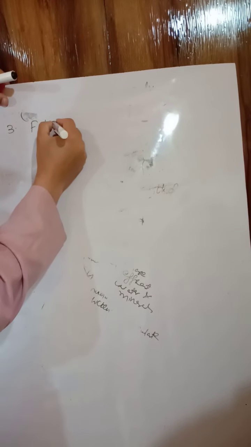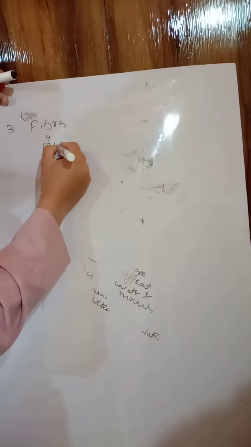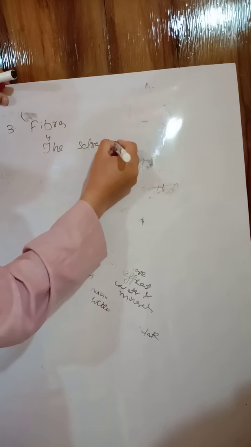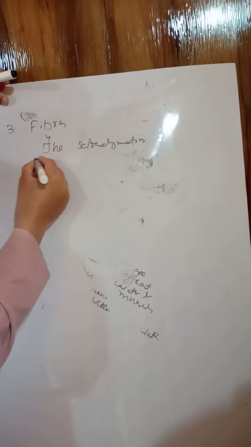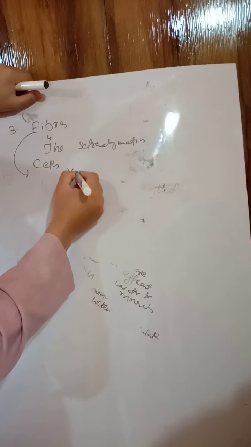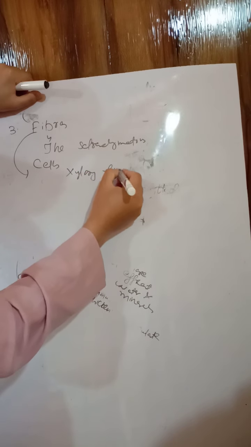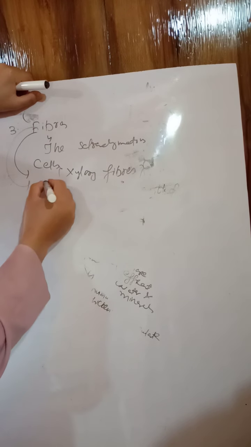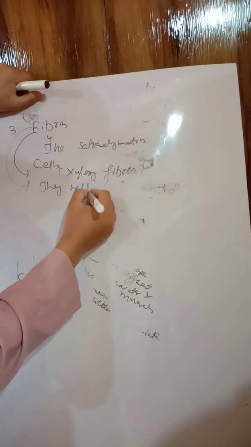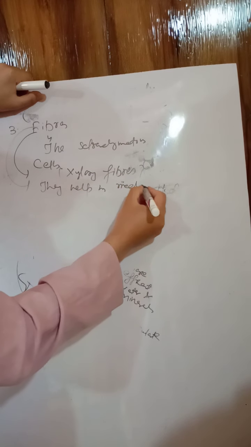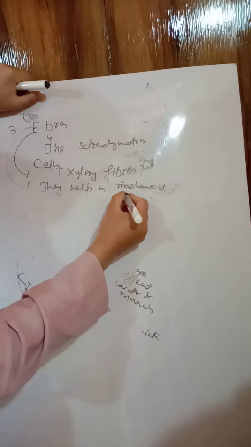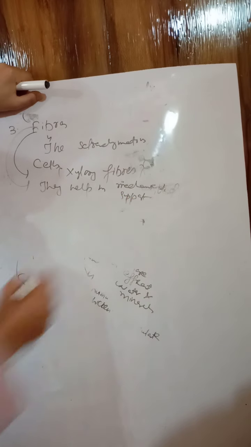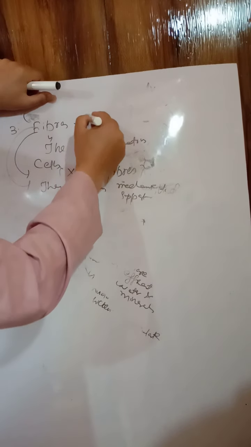Number three is fibers. The sclerenchymatous cells which are associated with xylem are called xylem fibers. Xylem fibers help us in mechanical support. Fibers are dead.